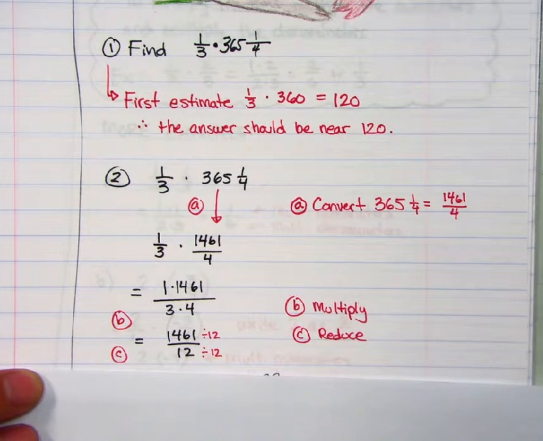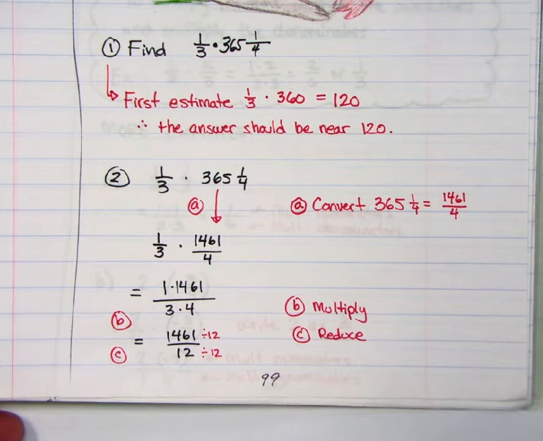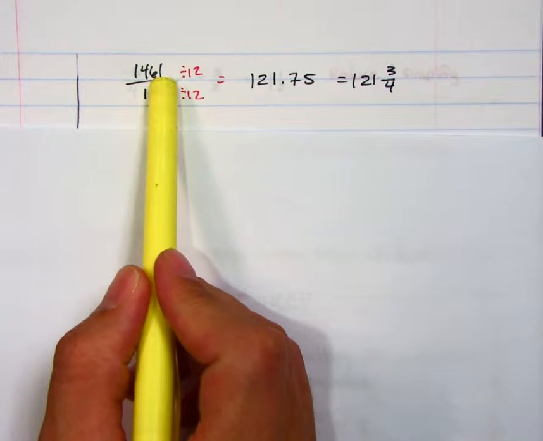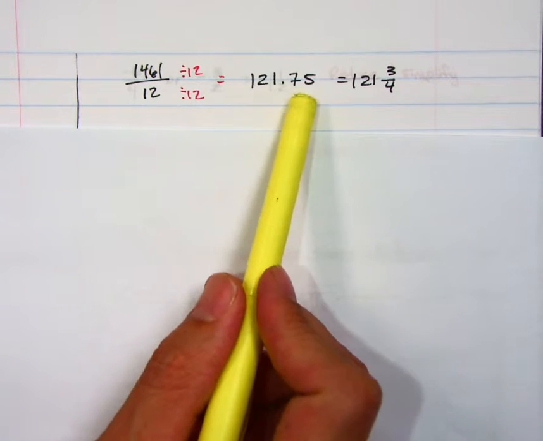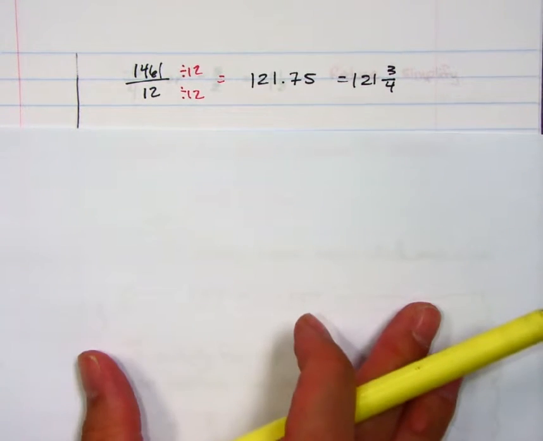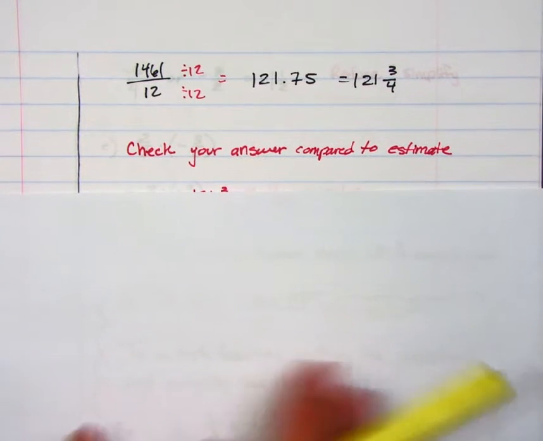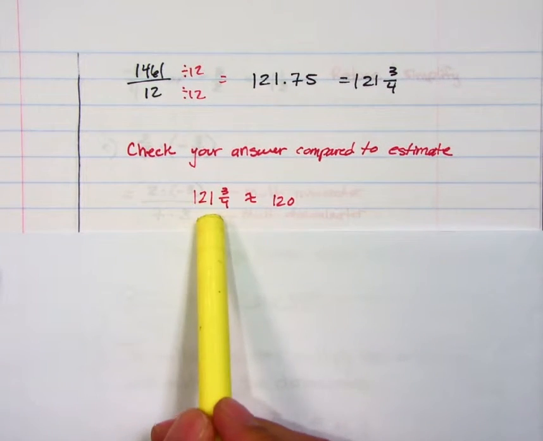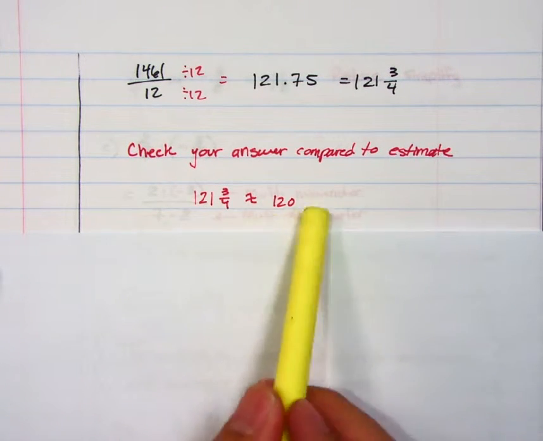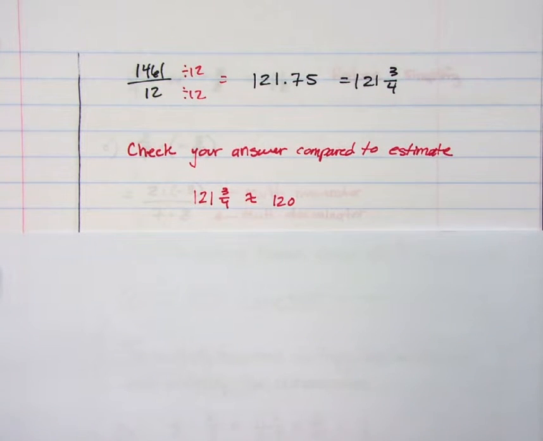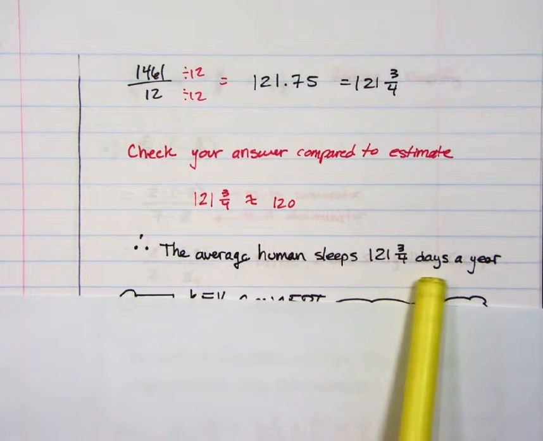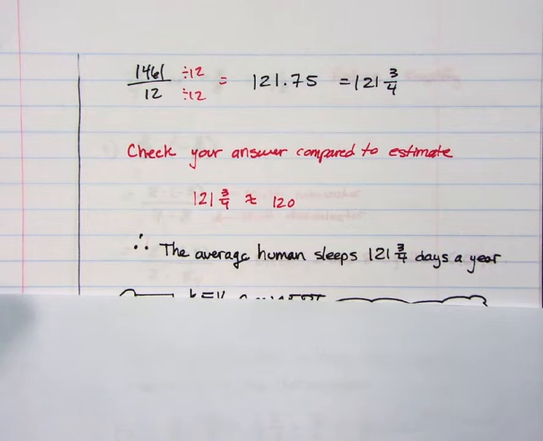Next, I reduced. So I said, let me see if 12 can go into both of these things. So I go ahead and divide by 12 and find out what I get. 12 doesn't go in here evenly, but I do find out it's 121.75, which I know 0.75 turns into 3/4 as a fraction. We talked about that in earlier sections. So therefore, I'm going to check my answer against my estimate. 121 and 3/4 days compared to 120. And sure enough, it's really close. So I know that the answer is probably reasonable. So the average human sleeps 121 and 3/4 days per year. So it's a lot of days that we end up sleeping.